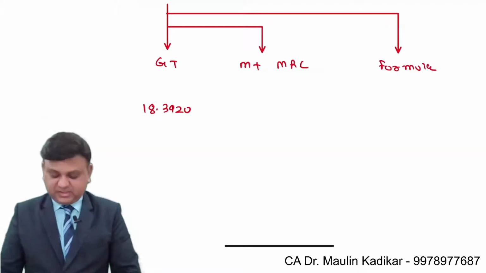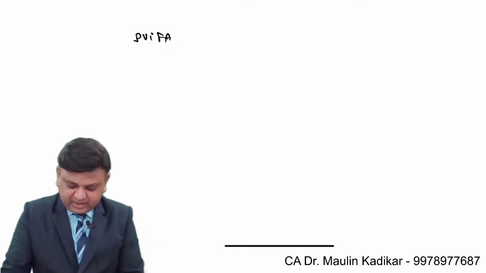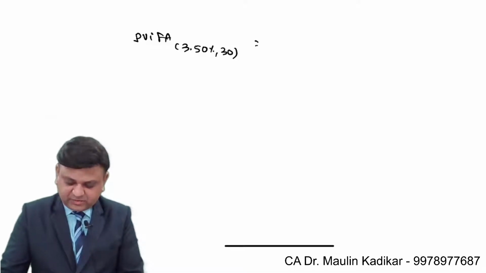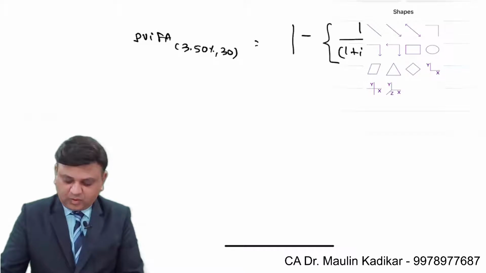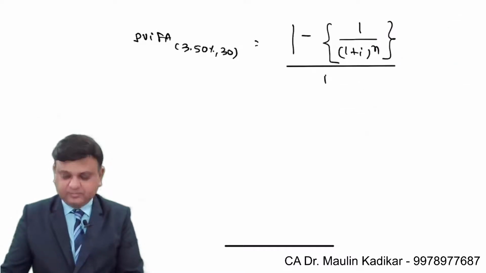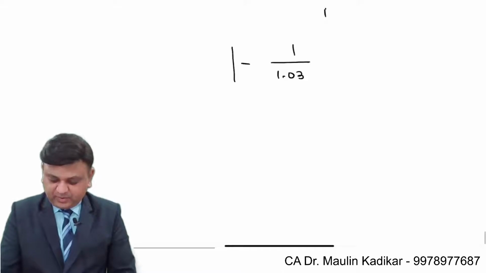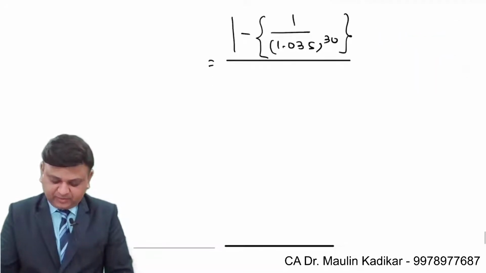As far as the formula is concerned, the formula works like this. It is PVIFA at the rate of 3.5% for 30 time period. So it is 1 minus 1 divided by 1 plus I raised to n, whole divided by I. This is the formula. So the formula works like this: 1 minus 1 divided by 1.035 raised to 30, whole divided by 0.035.